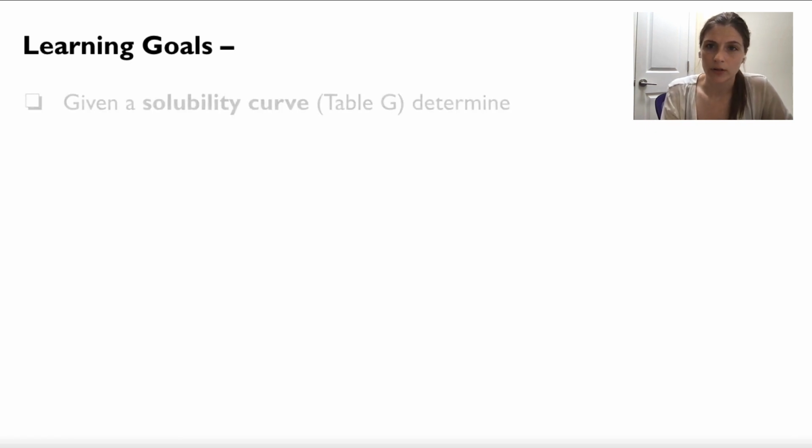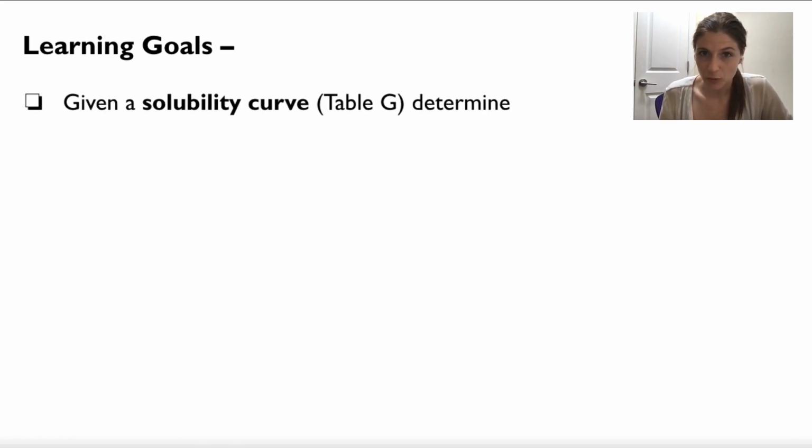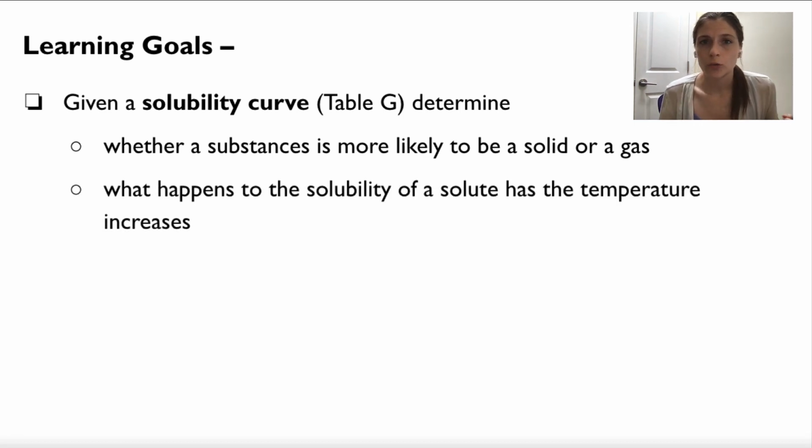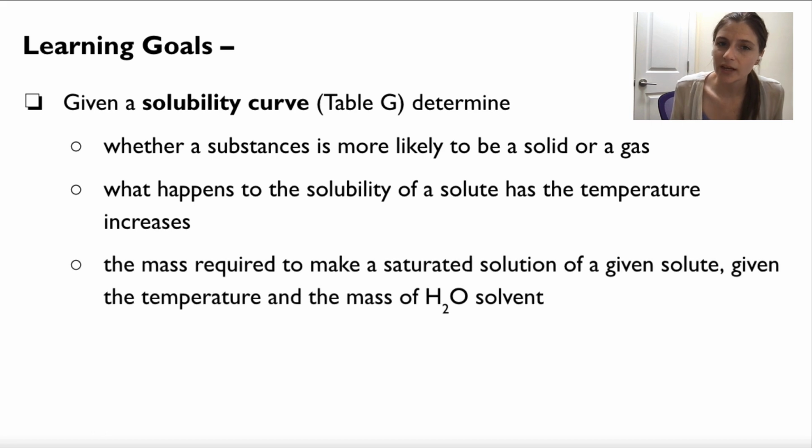Today's video is going to focus exclusively on practice problems using the solubility curve. So we are going to use Table G to determine whether a substance is more likely to be a solid or a gas, just from looking at Table G, to describe what happens to the solubility of a given solute when the temperature increases, and determine the mass required to make a saturated solution of a given solute, given the temperature and the mass of water we are using.